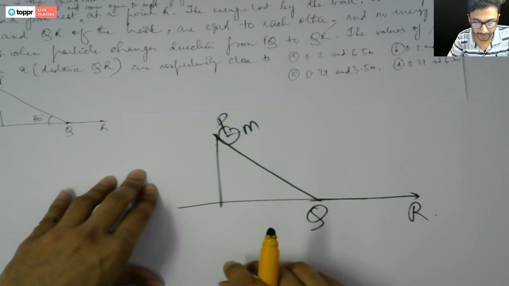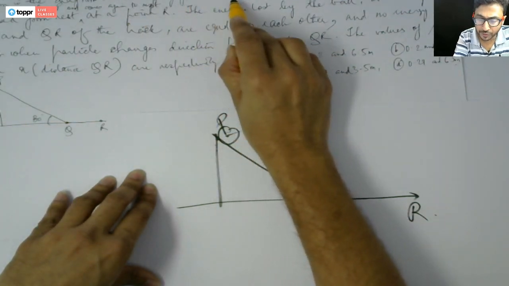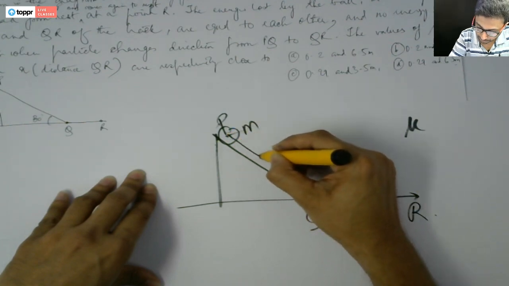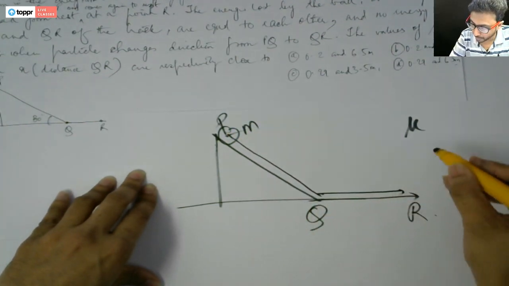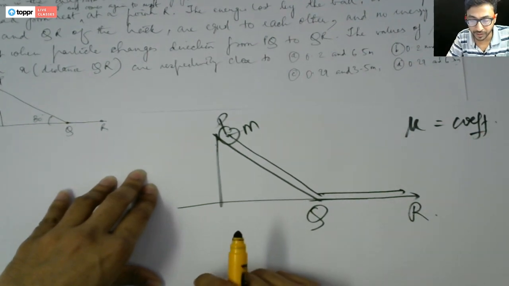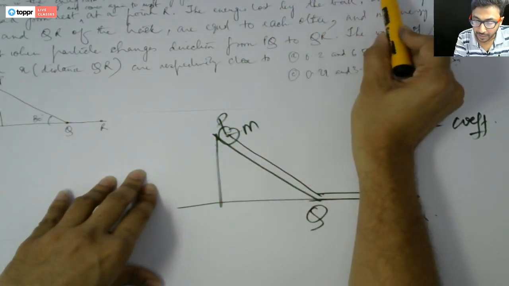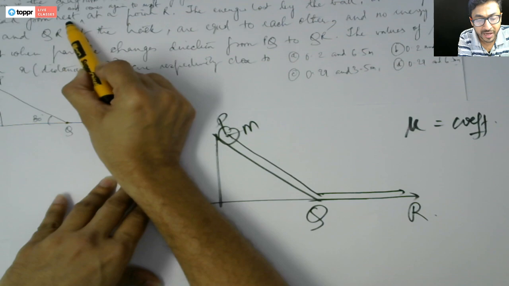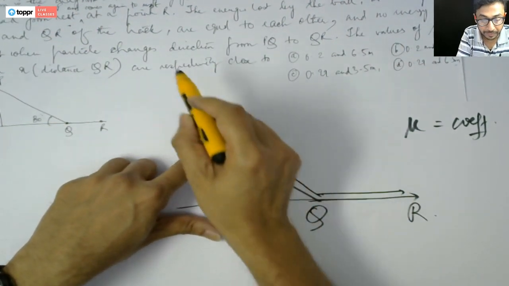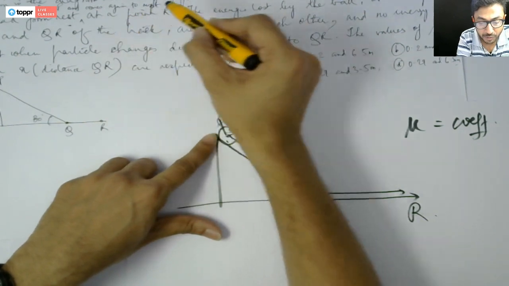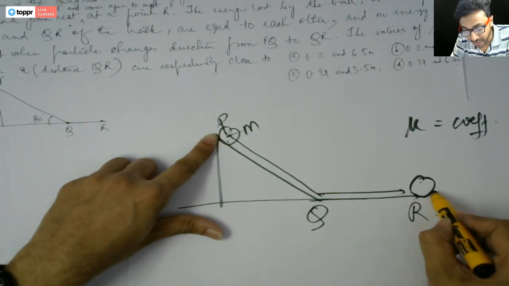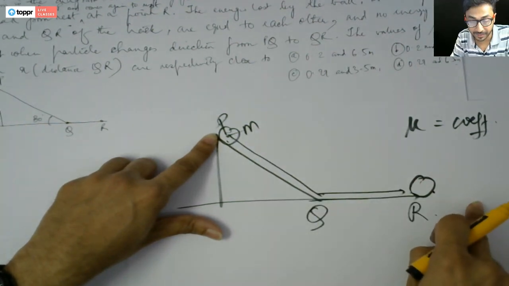As shown in the diagram, the coefficient of friction is mu. It is given between the block and the whole path. Mu is the coefficient of friction. The particle is released from rest from P. The particle is at rest at P and comes again to rest at point R. So when it is reaching point R, then also it is at rest.